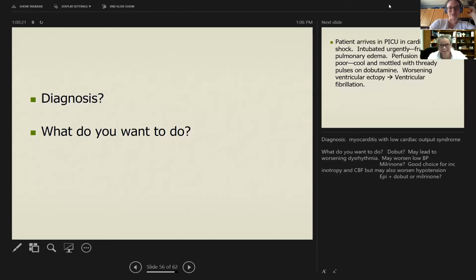Good. So you're going to do cautious volume resuscitation, and she's maybe going to need a little bit more to help her circulation and raise that blood pressure up. So what would you use in that?